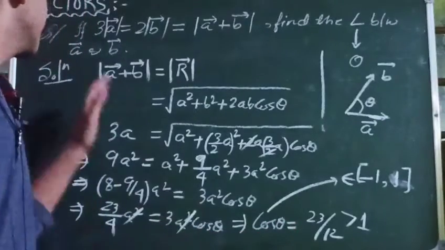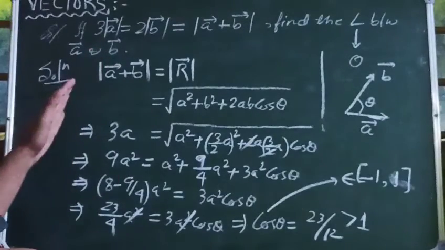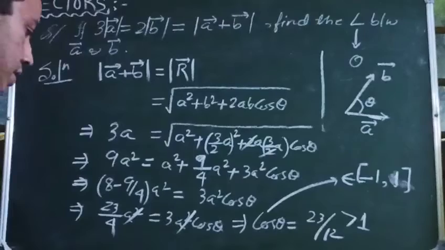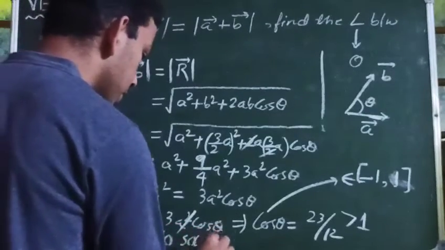In other words, no such values of A and B exist. So we can write no solution for this question. Therefore, no solution.